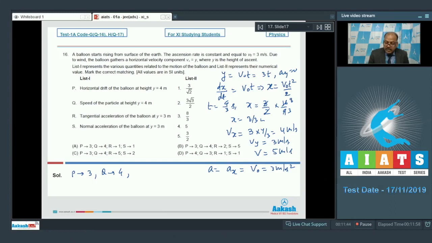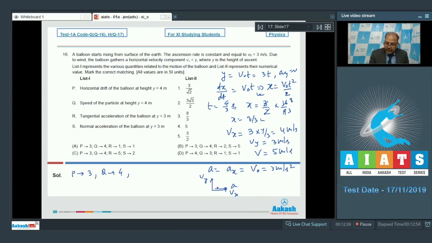Now the question is, what is tangential acceleration at y equal to 3 meter? At y equal to 3 meter we have Vx. If we put y equal to 3, then t is equal to 1 second. So both Vx and Vy are 3 meter per second. So if I draw Vx, Vy, and then acceleration is in this direction only, a, which is again 3 meter per second square. So what is tangential acceleration?